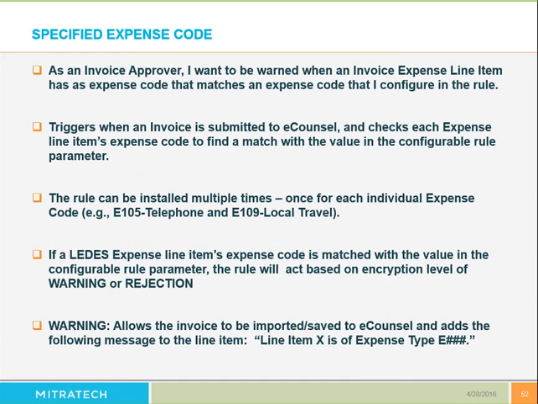Specified expense code. This is another rule that you can install multiple times, once for each individual expense code. And what this does is it actually matches the expense code that you configure in the rule. And it will allow it in or reject it if it's of a specific code type. So, for instance, if you're not accepting local travel ever, then you want to install this rule and specify E109, and if this rule locates that code anywhere in the bill, then it's going to reject it or let it in with a warning saying that the line item is of an expense type E109. And this is a rule you can install multiple times as well, one for each type of code.